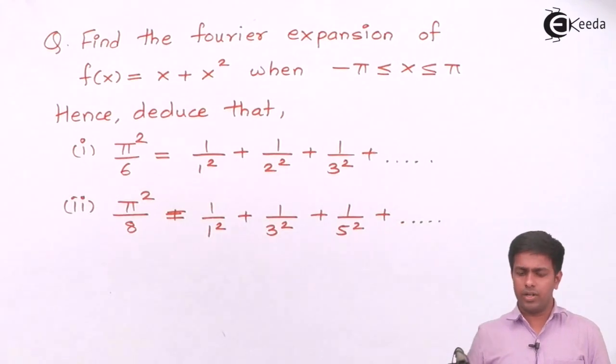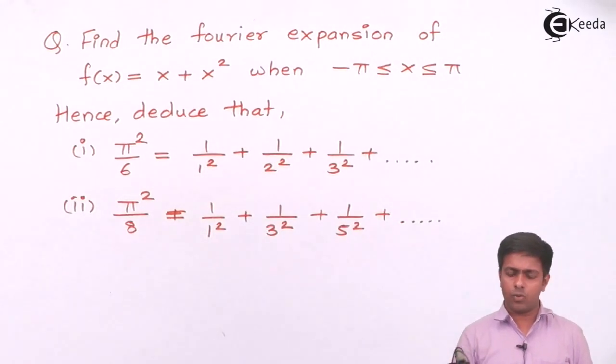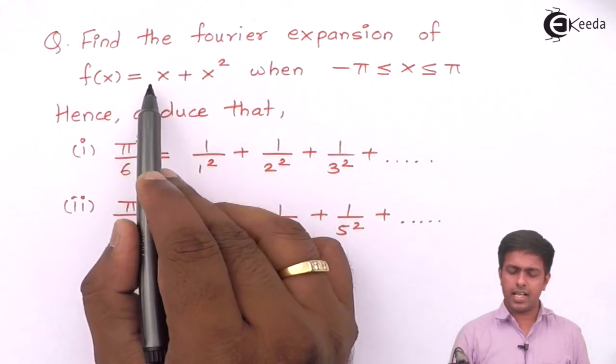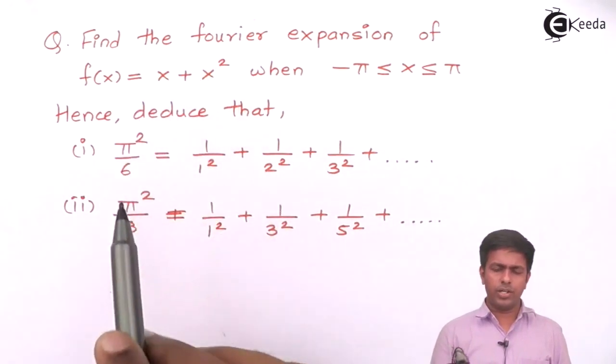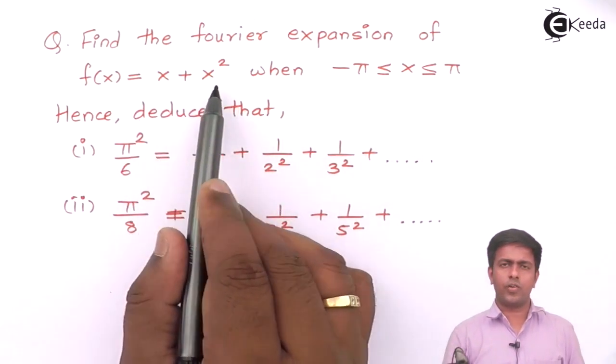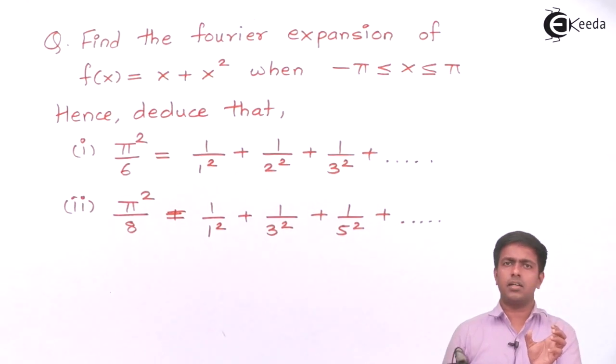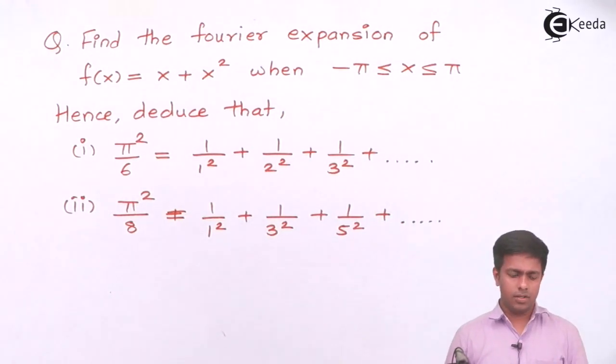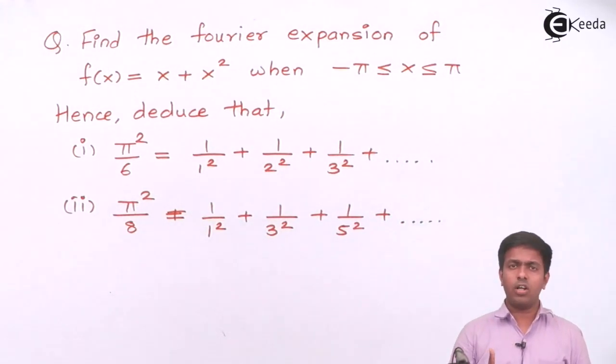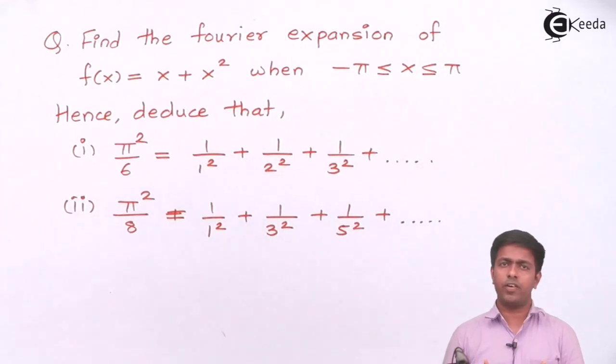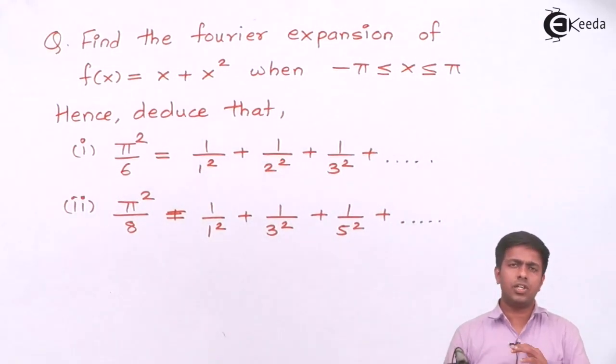Now one more thing over here is, if you see carefully, there are two functions. One is x and one is x square. So what we'll do is we'll separate these two functions, because if we take it together then it is neither even nor odd. So the question is how to solve this. Should we check for even and odd, or should we solve it by the general method for finding the Fourier expansion in minus pi to pi?